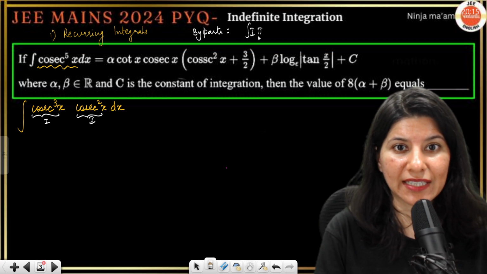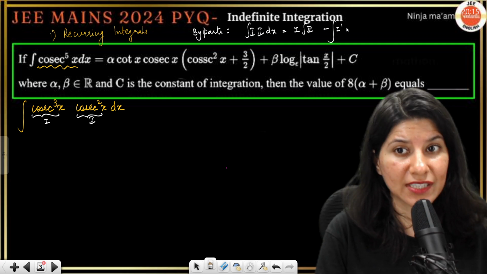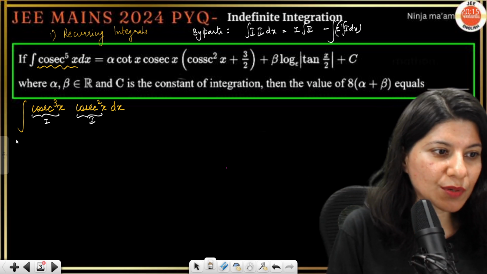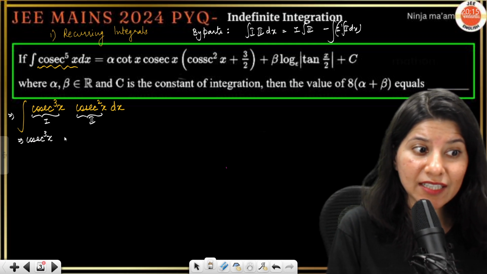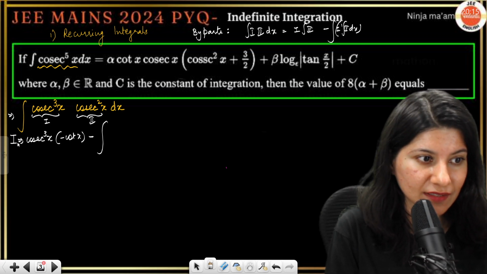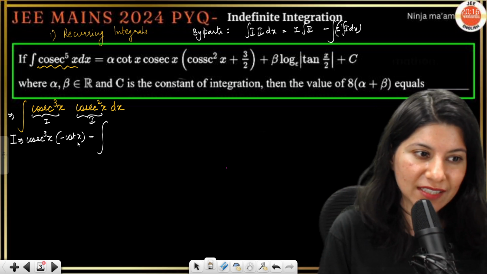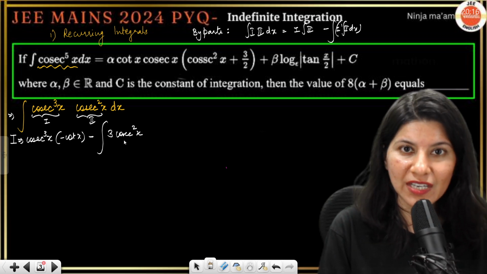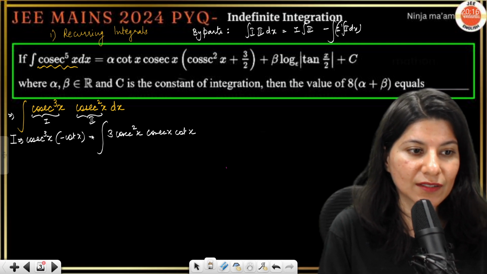By parts says whenever you have to integrate first and second function, it will be first function constant, integral of second, minus integral of first ka derivative, second ka integral. That's it. So now cosec cube x, first function constant, integral of second minus cot x, minus integral of, by the way, this is I. Let me take as I. Whenever there is a recurring integral, always take I. So first function constant, integral of second, minus integral of derivative of first function. Derivative of cosec x is cosec x cot x with a negative sign. Okay.